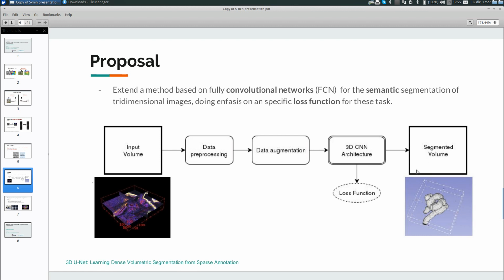And as you can see, we also have another module called loss function. In this research, we are focusing on implementing a specific loss function, which is one of the most important components of the 3D CNN, and it is in charge of guiding training for better segmentation results.